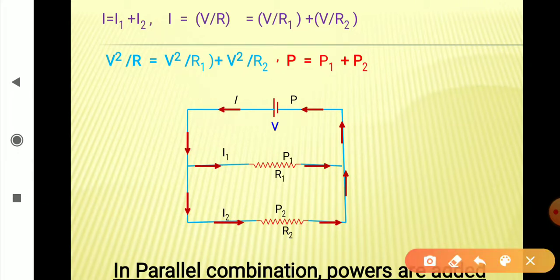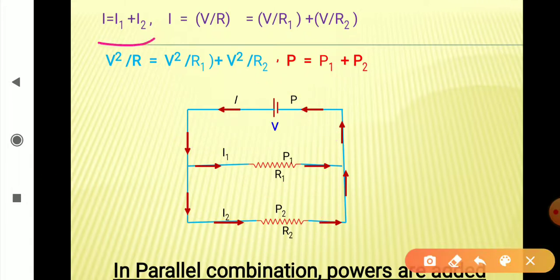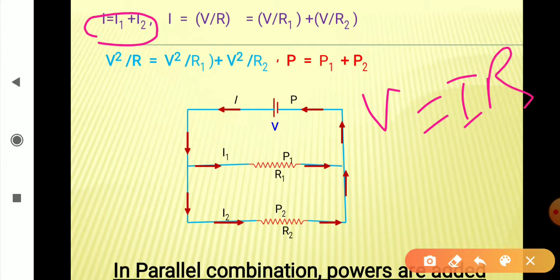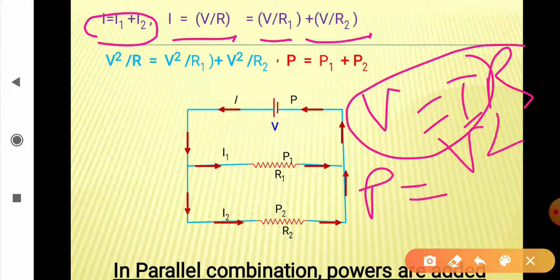And potential difference across each of these is constant. So supposing say this is a bulb, it is working at 220 volt. This is another bulb or fan working at 220 volt supply, right? So you can see that the total current I is equal to I1 plus I2, and you know that V is equal to IR, Ohm's law. So from here I is equal to V upon R. So I is equal to V upon R, that is equal to V upon R1 plus V upon R2, right? And you know the relation for power is V square upon R.